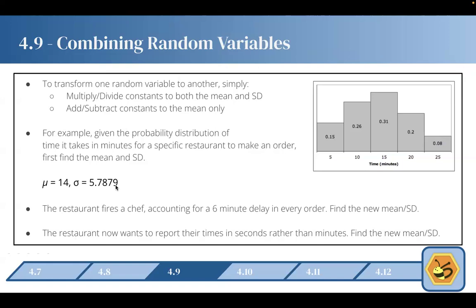So now, using that same data, the new mean is 20, and we want to report our times in seconds rather than minutes. So we need to find the new mean and standard deviation. Why they want to report in seconds? No clue. Don't ask me. But how do we do this?